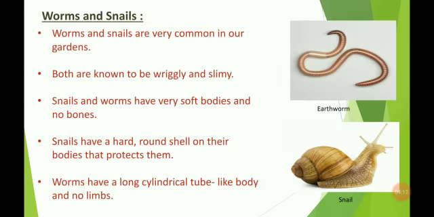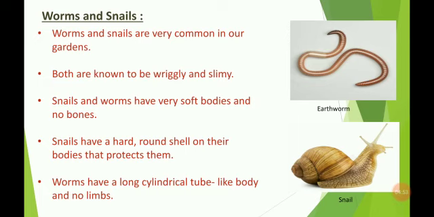Now, worms and snails. Like insects, snails and worms are also very common in our garden. Snails crawl on leaves and plant stems, while worms squirm or wriggle on the ground. Worms and snails both are wriggly and slimy. They are also soft-bodied without bones. Snails have a special characteristic. They have a round-shaped shell on their bodies that protects them.